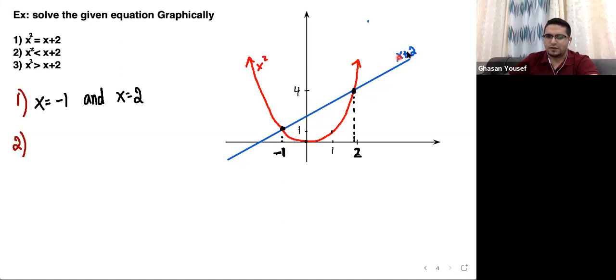The blue curve x plus 2 is above the curve x squared, the red one. So actually the answer is from -1 to 2, because here the blue function is higher than the red one. So yes, Eric, this is correct. So the answer uses open parentheses. Why open parentheses? Because we don't have an equal sign here, just less than. So open parentheses from -1 to 2. This is the answer.